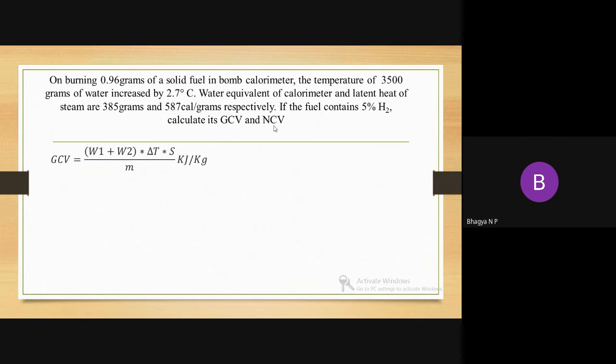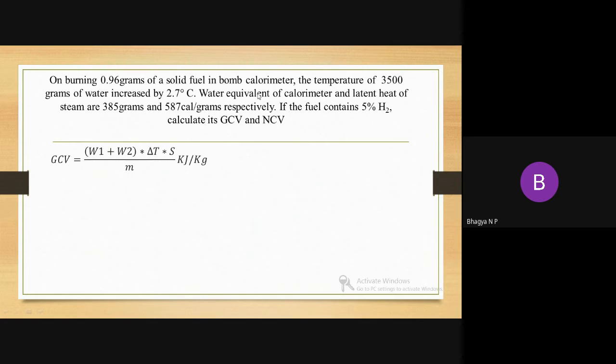So let us start with the problem. How to calculate the GCV? The formula is (W1 plus W2) into delta T into S divided by M, kilojoule per kg. What is W1? W1 is the amount of water present in the calorimeter. W2 is the water equivalent of the calorimeter. Delta T is the difference in temperature, that is final and initial temperature. S is the specific heat of water and M is the mass of fuel.